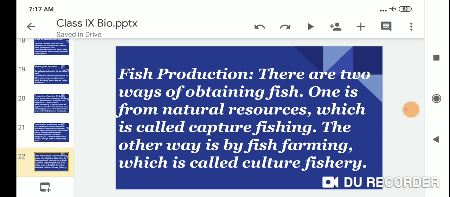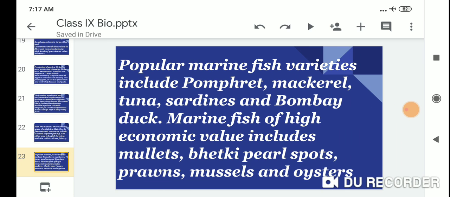Fish production. There are two ways of obtaining fish. One is from the natural resources, which is called capture fishing. The other way is by fish farming, which is called culture fishery. Popular marine fish varieties include pomfret, mackerel, tuna, sardines, and Bombay duck. Marine fish of high economic value include mullets, bhetki, pearl spot, prawns, mussels, and oysters.